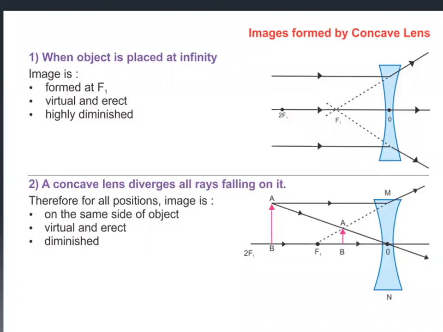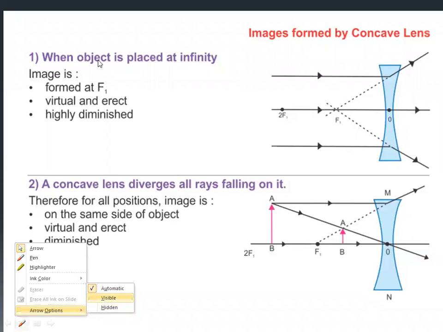When it comes to image formation for concave lenses, we consider only two positions. First position: when the object is placed at infinity. If the object is placed at infinity, what is happening over there? That is what we are going to discuss.